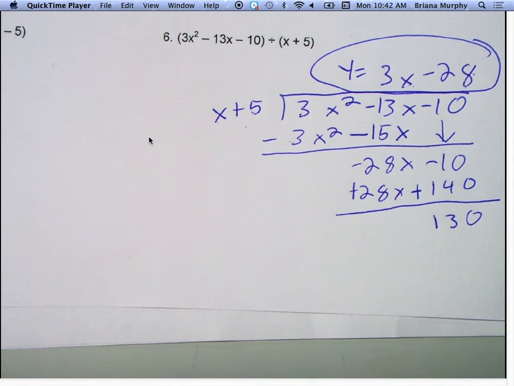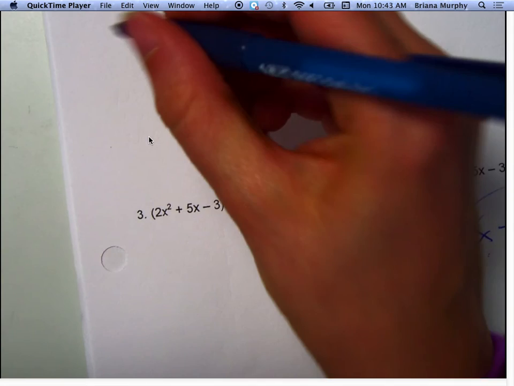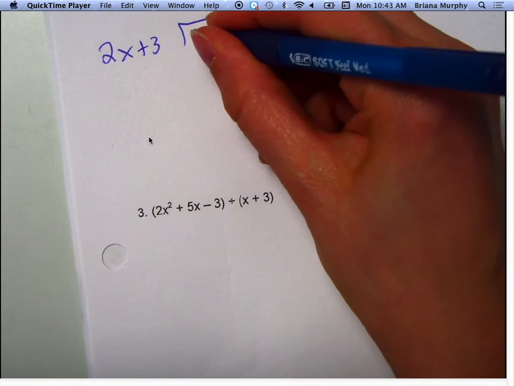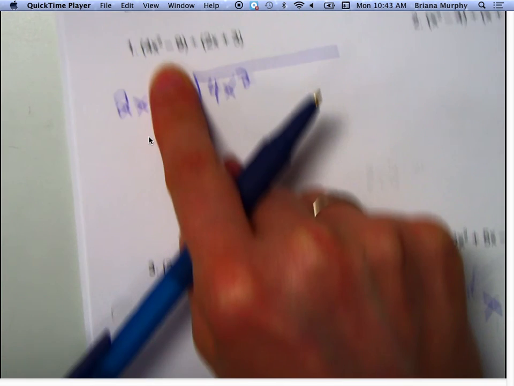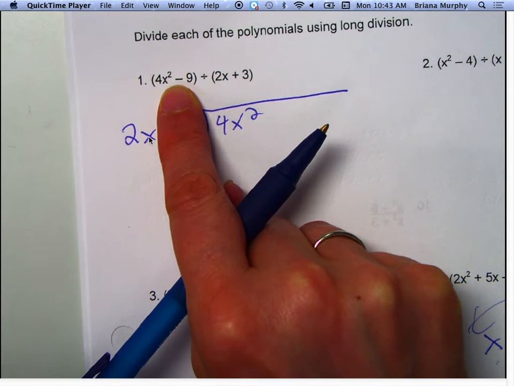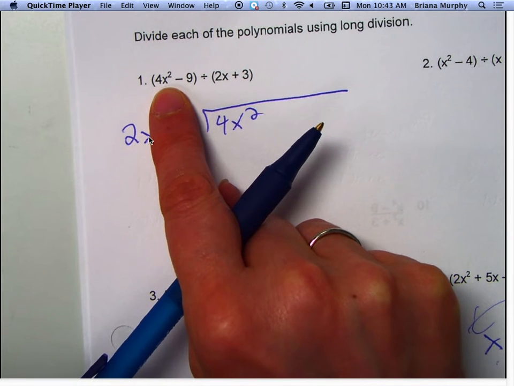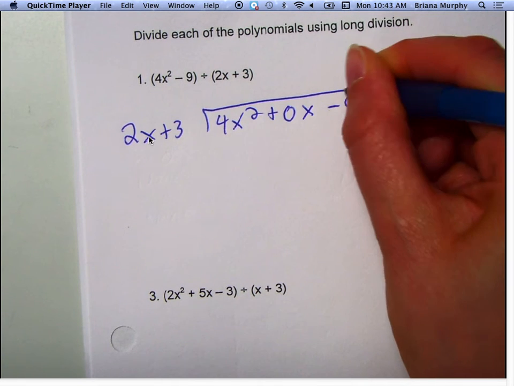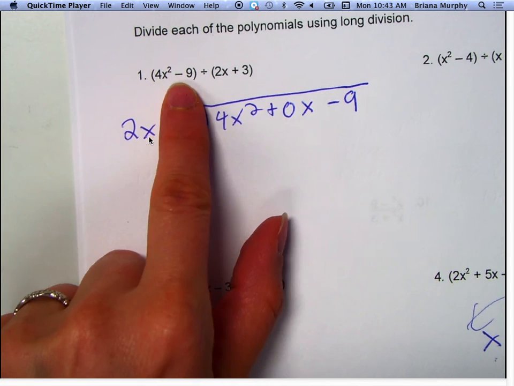Okay. We're going to try number 1 because there's something we have to do slightly different, and then I'm going to have you try one on your own. We have 2x plus 3 divided by 4x squared minus 9. Does this have an x just by itself? No, so I'm going to put plus 0x minus 9. If it has an x squared but no x, you need a 0x there.